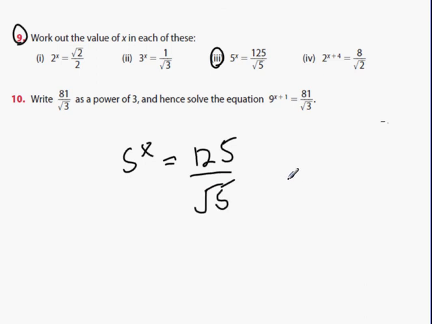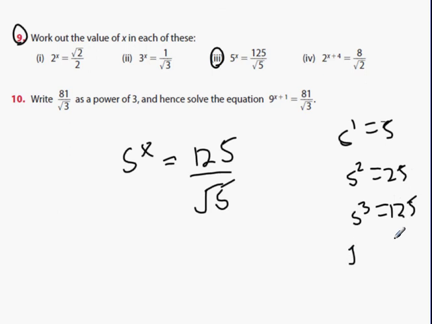Any ideas with this one, guys? 5. 5 to the power 1, 5 to the power 2, 5 to the power 3. Root 5. What equals root 5? 5 to the power of a half. So you're going to do this.